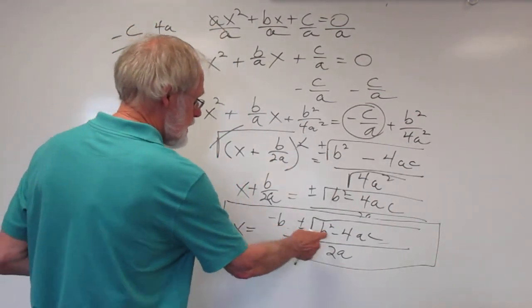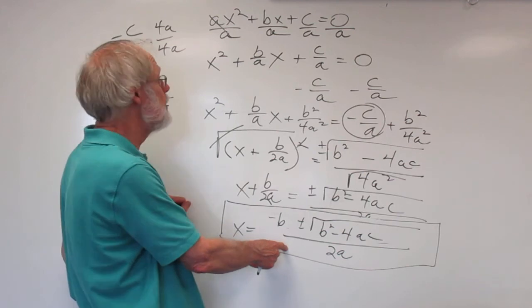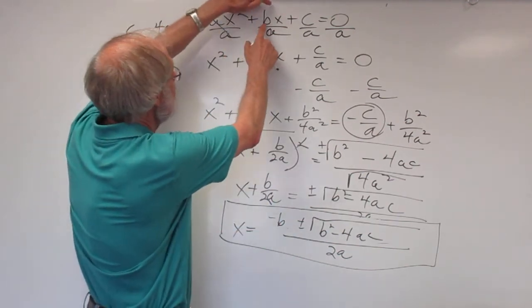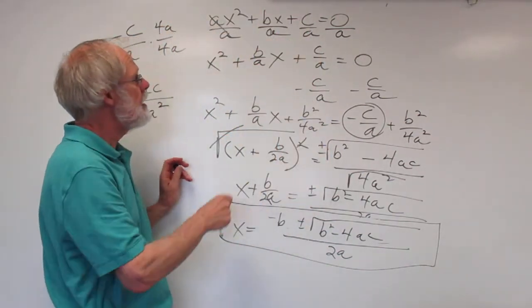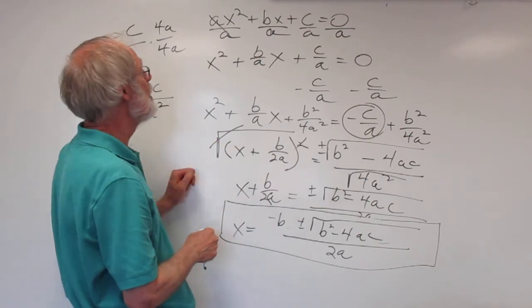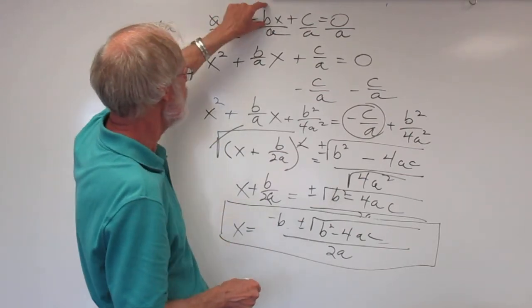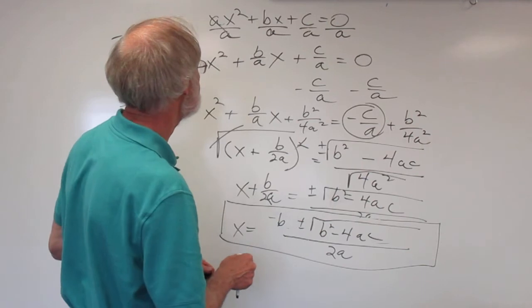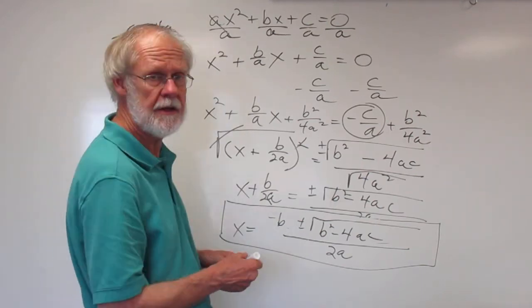Notice also that the a, b, and c in this formula are the same a, b, and c in a general quadratic equation. So a is the number in front of x squared, b is the number in front of x, and c is the constant.